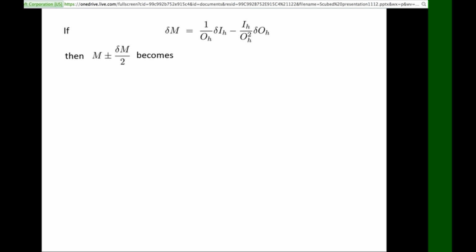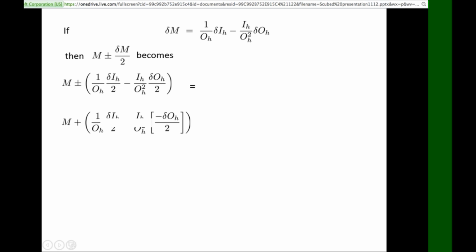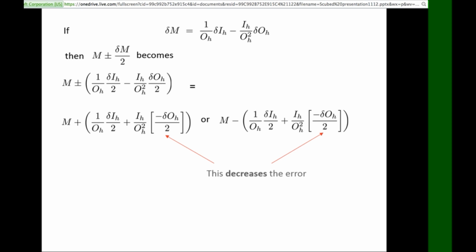So suppose we write delta m as it's written at the top here, then of course we would have to quote m with a plus minus delta m on 2 after it, and that would give m plus or minus all this. Notice that I've put in a factor of 1/2 in here. So that would give m plus the uncertainty or m minus the uncertainty. Now, as you can notice, the term in square brackets here is negative, so it decreases the error.